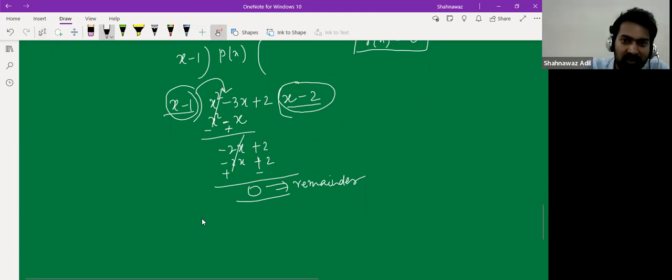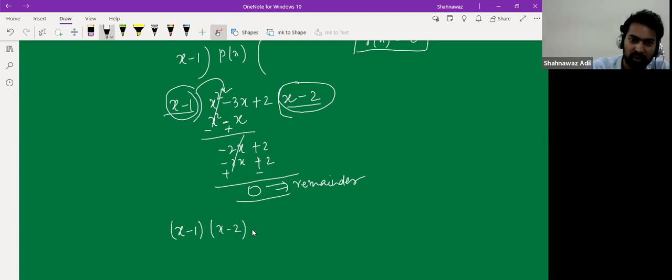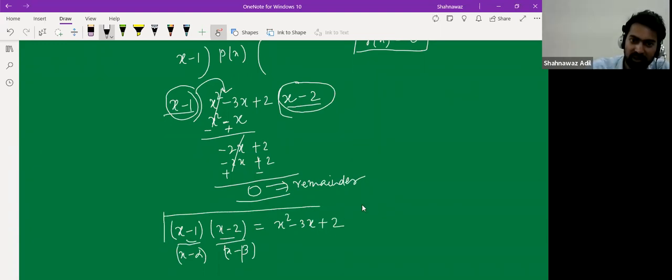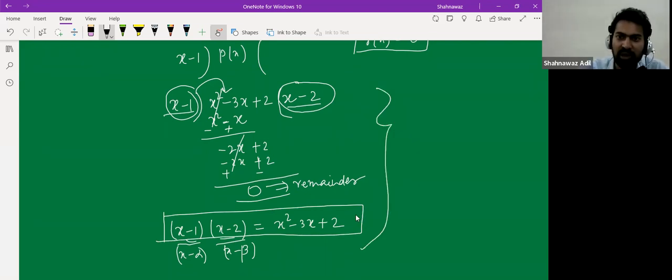How many factors will there be if you have a polynomial of degree 2? 2 factors. So one factor is x minus 1 and another factor is x minus 2. So this is like x minus alpha, x minus beta. When you multiply this, you will get the actual polynomial. So this is called the factorization of the polynomial. Understood up to this point?